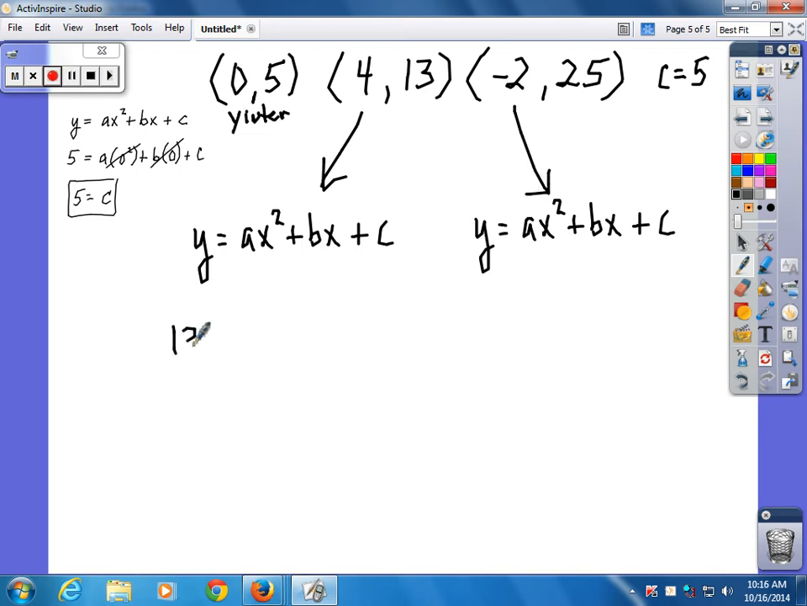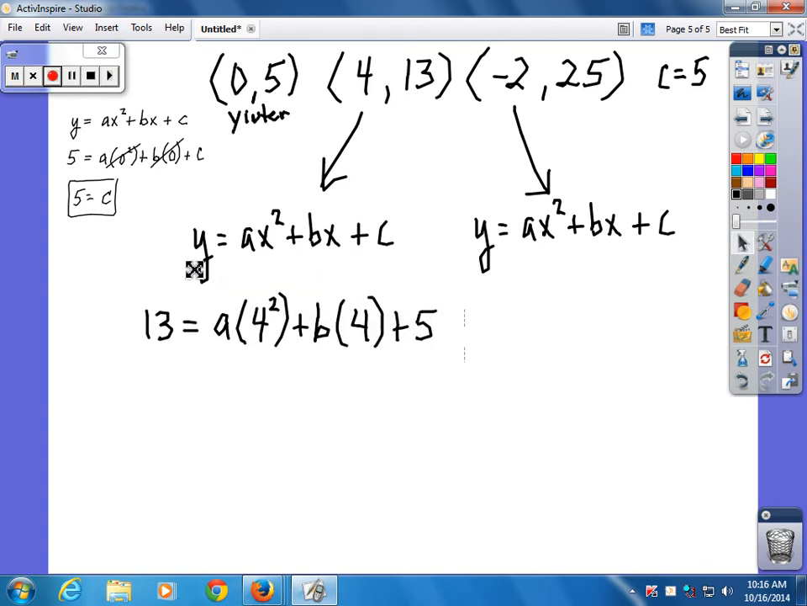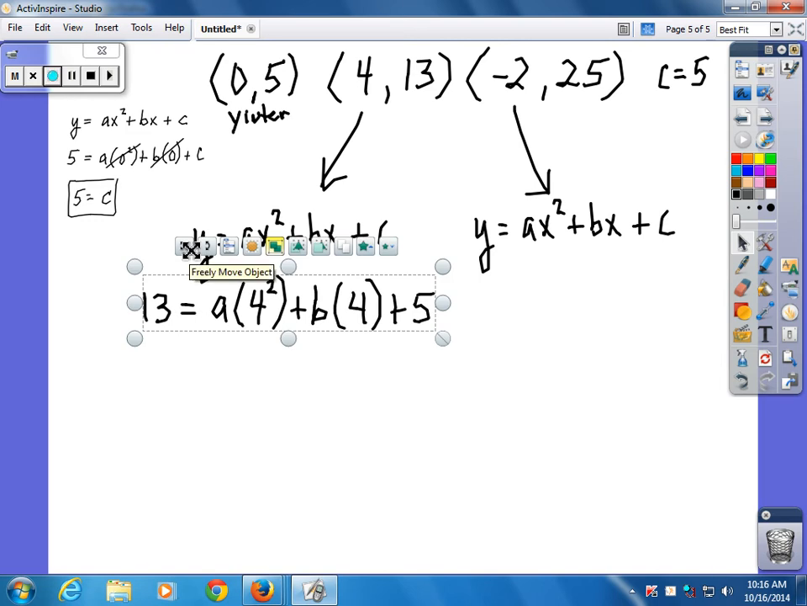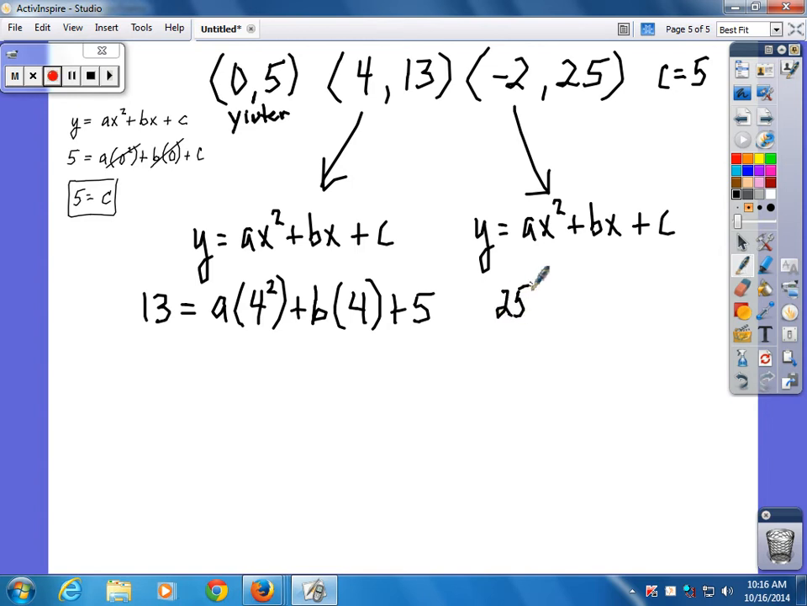So 13 is equal to a times 4 squared plus b times 4 plus 5. And then over here, it's going to be 25 is equal to a times negative 2 squared plus b times negative 2 plus 5. And solve those two.